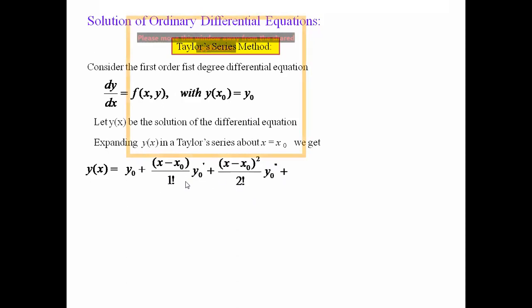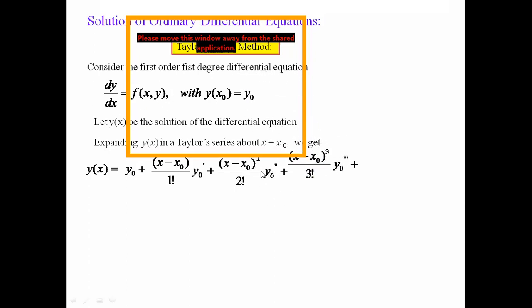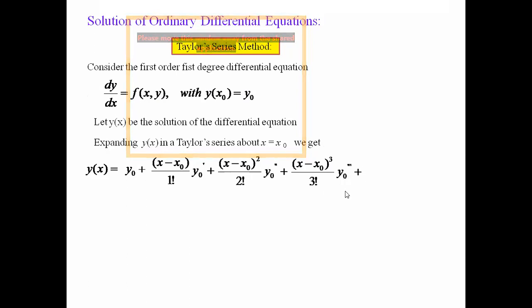All these values you can obtain, since the first derivative is given and the initial condition is also given. Using the initial condition, you can get all these values. The next term is x minus x naught whole cube by 3 factorial into the third derivative of y at that point, that is x is x naught, y is y naught. You get all these up to 4th order.